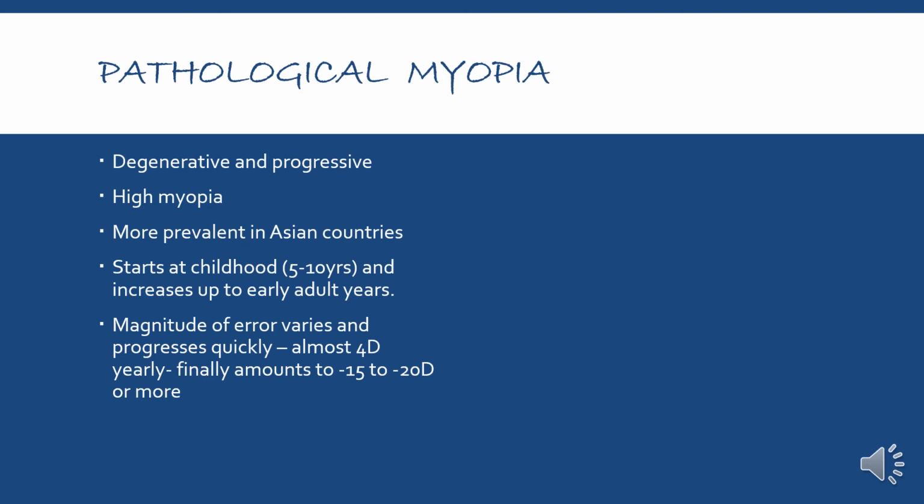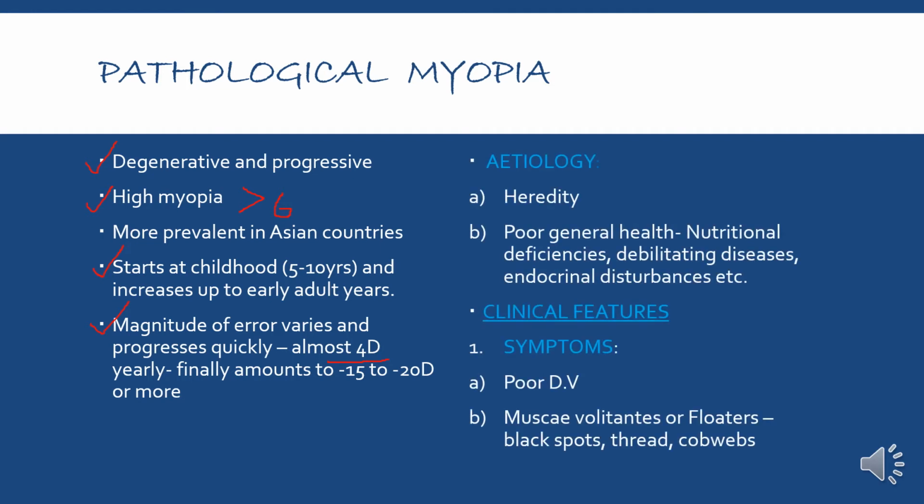Pathological myopia is degenerative and progressive. Magnitude of error is high. High means greater than 6 diopter. It starts in childhood and increases up to early adult years. The magnitude of error is progressive and it progresses really quickly, almost 4 diopter yearly, and finally amounts to 15 to 20 diopter or more. This varies from person to person.